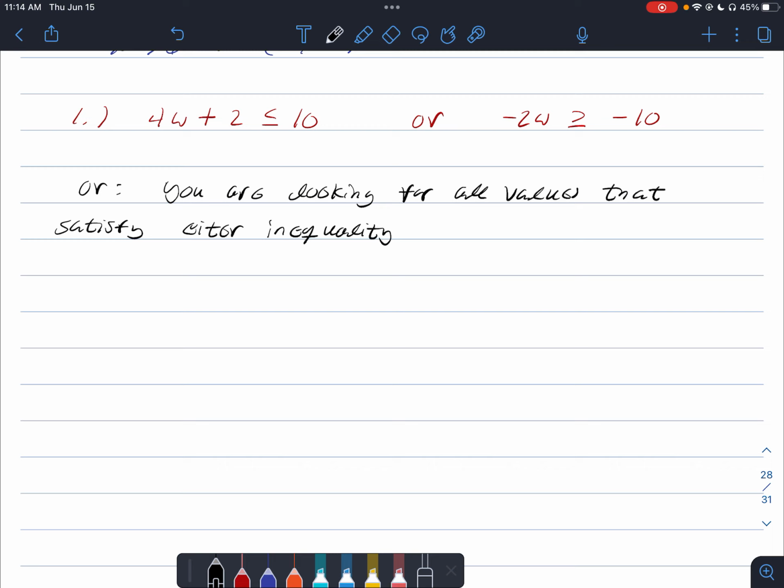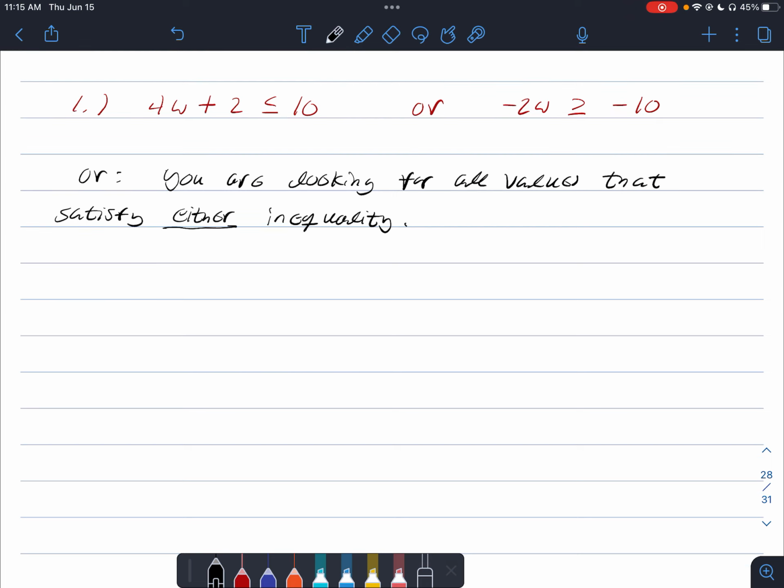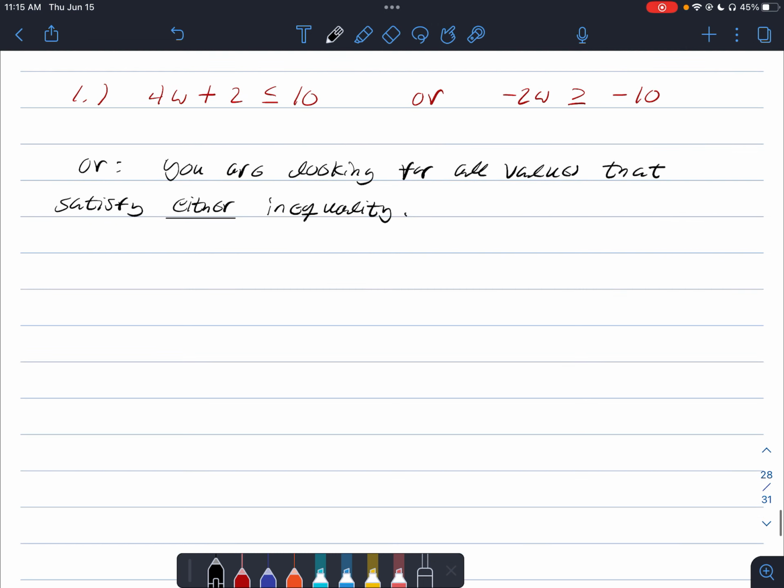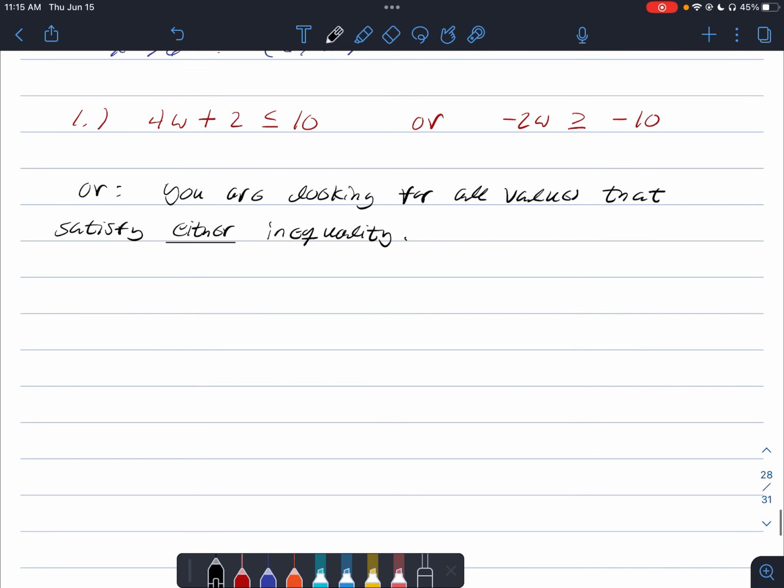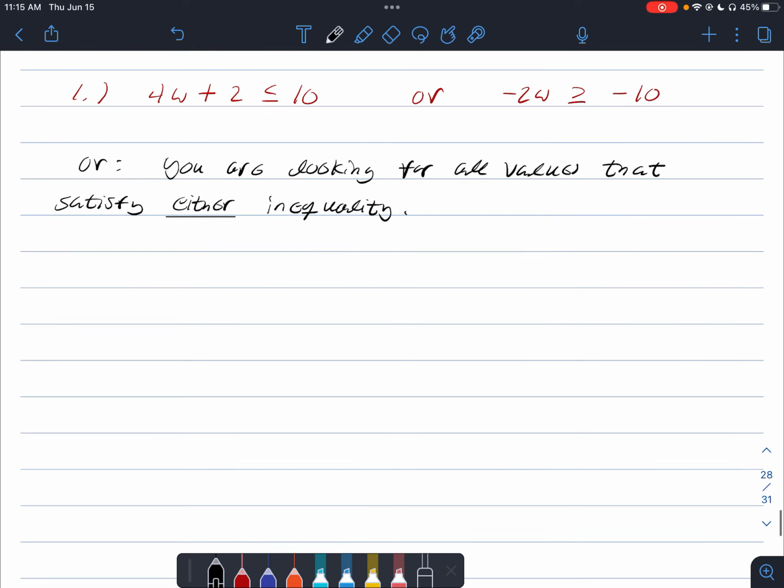Okay, so they don't have to necessarily satisfy both of them. Okay, so the keyword here is either. That is your keyword here. Either inequality. Okay. So you're looking for all values of your variable that satisfy either inequality. They don't have to satisfy them both. They can satisfy them both, but they don't have to. Okay, it can be true for one and not true for the other, and that can be included in your answer.